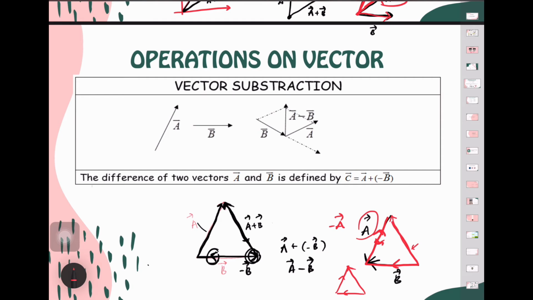So this connection of vectors, we call this negative vector A plus vector B, or it can be vector B minus vector A. So this one is the subtraction of vector.